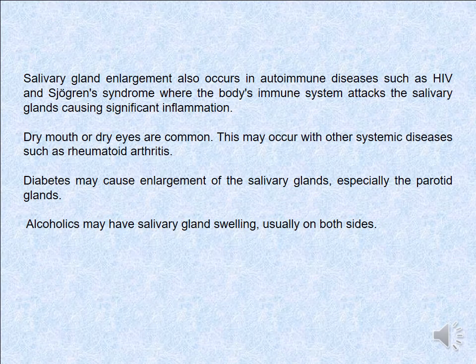Salivary gland enlargement also occurs in autoimmune disease such as HIV and Sjogren's syndrome, where the immune system attacks the salivary gland, causing significant inflammation. Dry mouth or dry eye are common. This may occur with other systemic diseases such as rheumatoid arthritis. Diabetes may cause enlargement of salivary gland, especially the parotid gland. Alcoholics may have salivary gland swelling, usually on both sides.